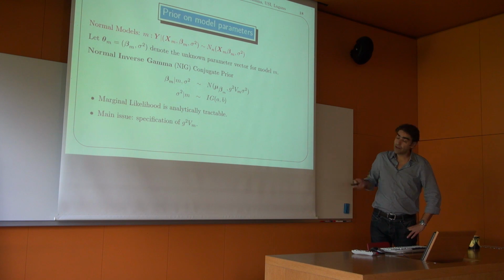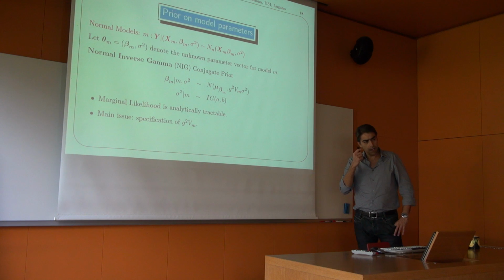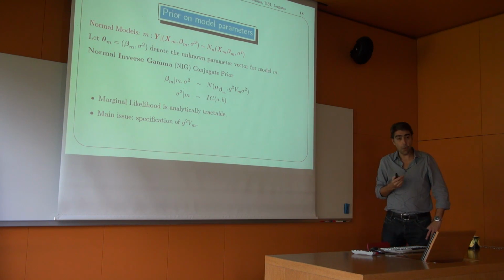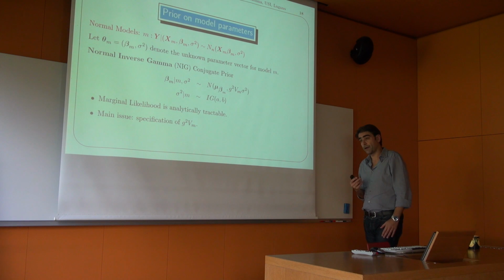Well, in this case I can find a conjugate prior, and my conjugate prior would have this format here. It's going to be a normal prior on the betas given sigma squared and an inverse gamma prior on the sigma squared. This normal prior will have a mean that we call mu and a covariance matrix which is g times Vm times sigma squared. And of course the main issue here is the specification of this covariance matrix. We have to be very careful here, and I'm going to show you in a while why we have to be very careful.